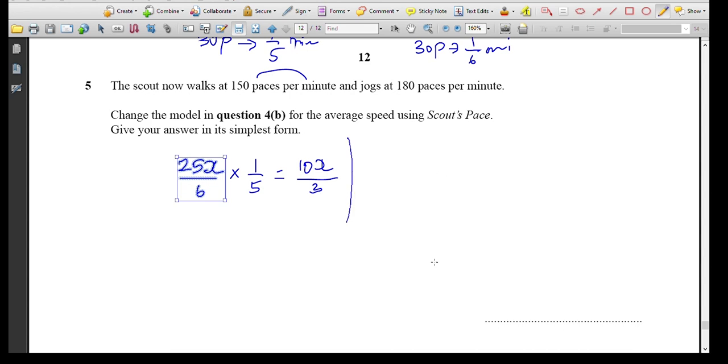And for the new, 10y divided by 3 is the previous distance, and if you multiply this by 1 by 6, what we are getting here is 10y divided by 18. Let me check whether this is okay.